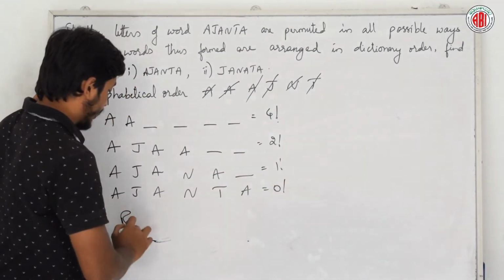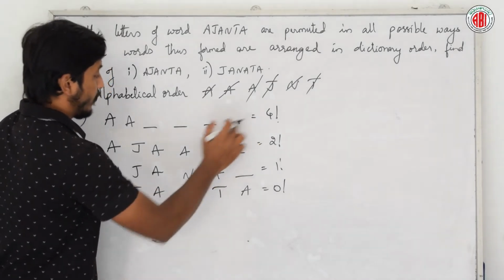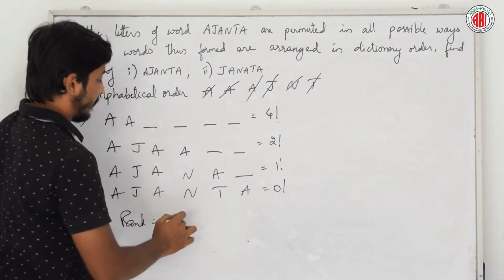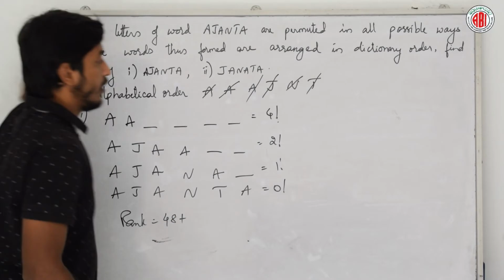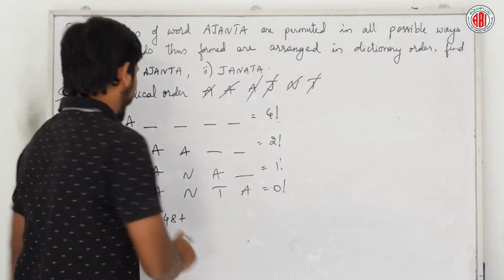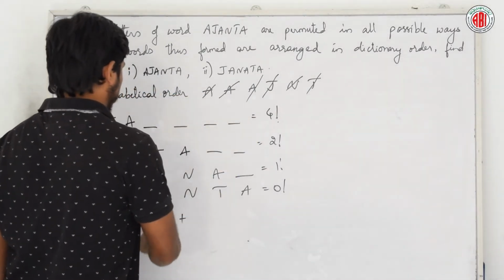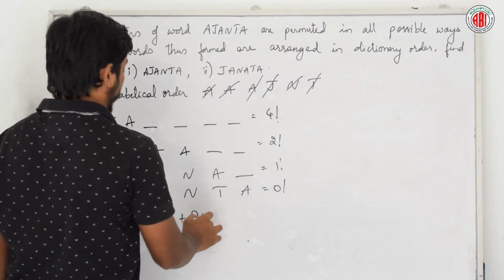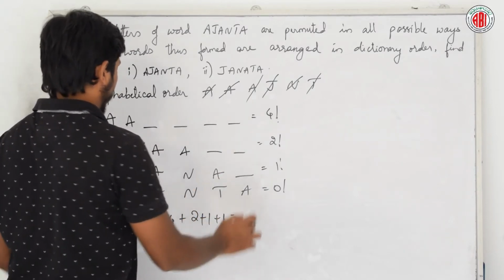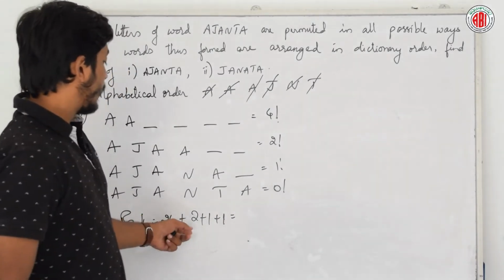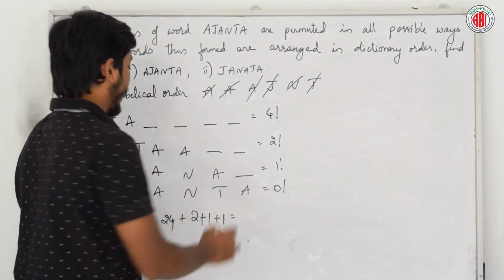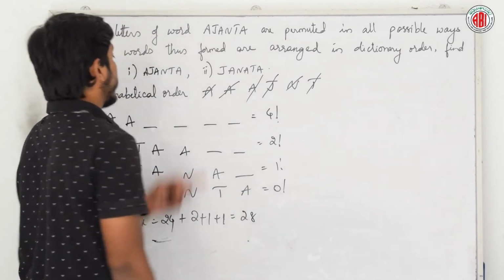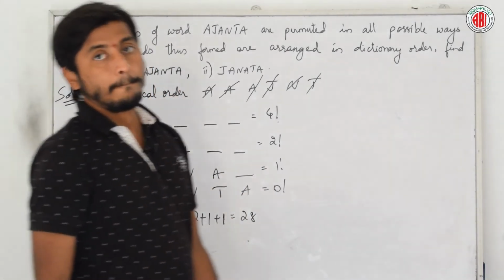So totally what is the rank? 4 factorial is 24. 4 3s are 12, 12 2s are 24. 2 factorial is 2, 1 factorial is 1, 0 factorial is 1. 24 plus 2, 26, 27, 28 is the rank of this Ajanta.